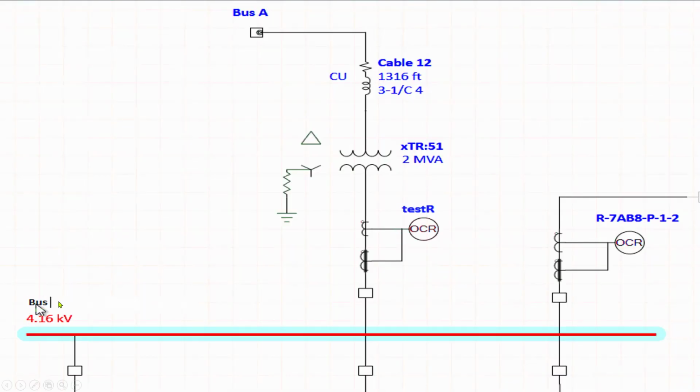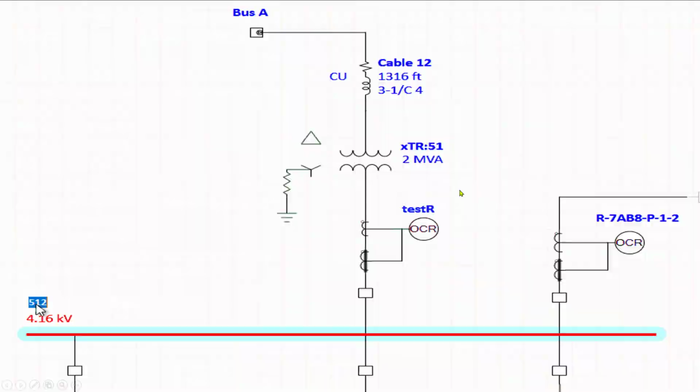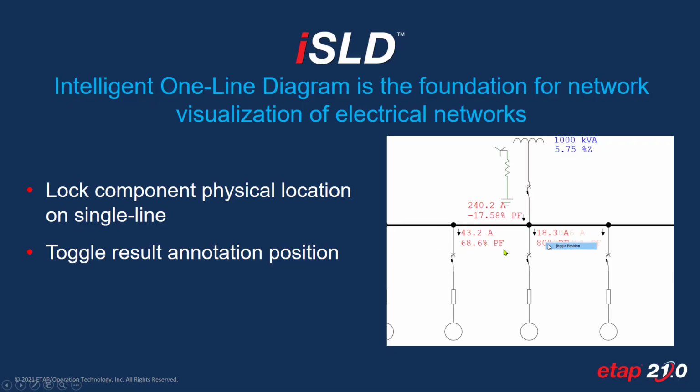So directly here, we can retype the device ID, or you can paste it from a clipboard. Now you no longer have to go into the device editor, double click, and change the ID. This can be done directly on the one-line diagram. And if you have overlap from your annotations and results, you can right click and quickly toggle positions so that they can adjust the location and you can clean up your model extremely quickly and efficiently.